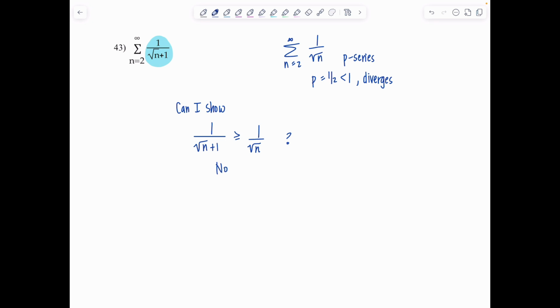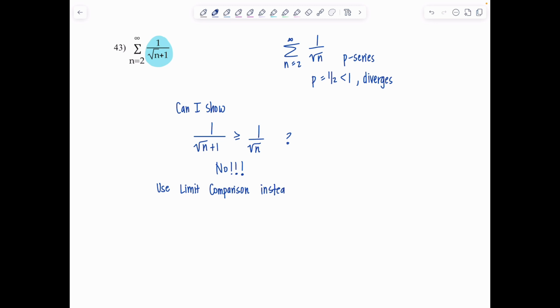No, I can't this time. Because square root of n plus 1 is actually bigger than square root of n, so 1 over square root of n plus 1 is a wee bit smaller than 1 over square root of n. Oh no. So does that mean that this series is going to converge? Certainly not. No. This plus 1 really isn't doing a whole lot. It's just I can't use direct comparison test anymore. So instead, I'm going to use limit comparison. So when you can't show the inequality that you need, you use limit comparison instead.